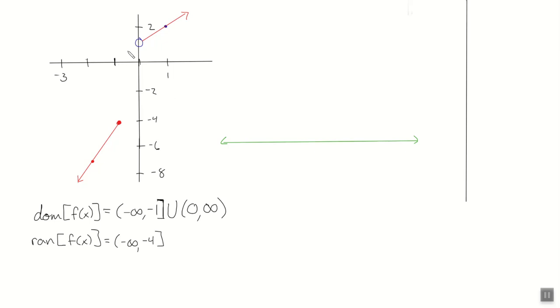Am I ever going to hit any of these y values in between? Never. My function doesn't even exist there. So I'm going to union this together. And where does my graph pick back up? At which y value? 1. Do I include it? Open circle. Should I include it?